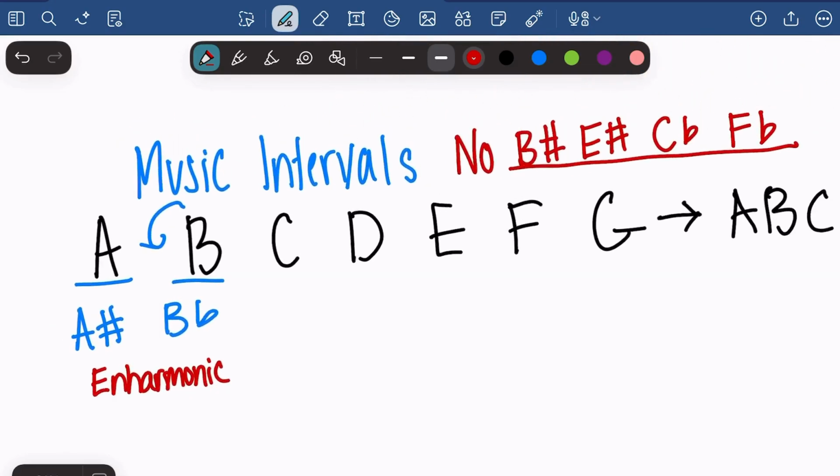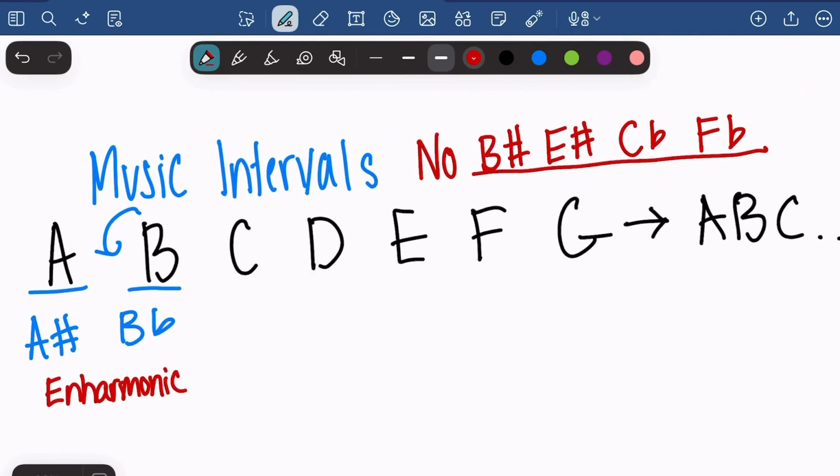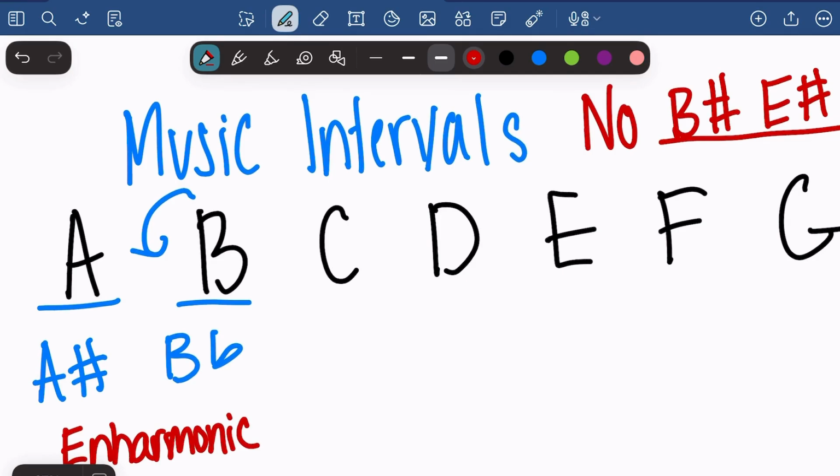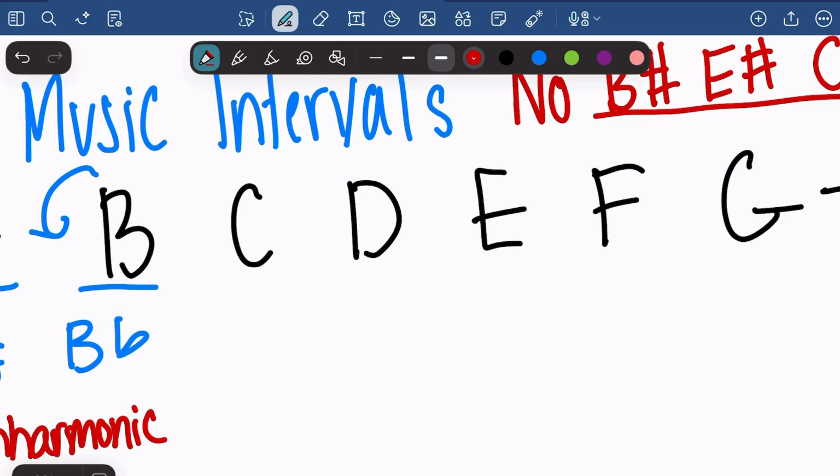Now, as you see right here, I wrote no B sharps, E sharps, C flats, and F flats. This is because B sharp is the same thing as C, E sharp is the same thing as F. So for technicality and simplicity, we will not be considering B sharp, E sharp, C flat and F flat. So that being said, one half step from B is just C. There's no B sharp.